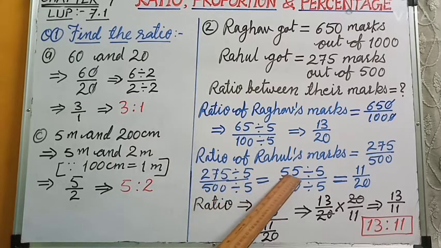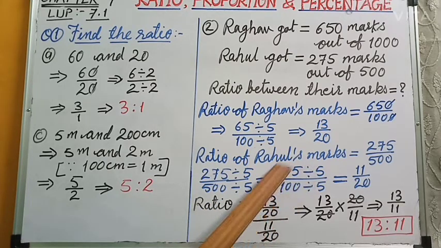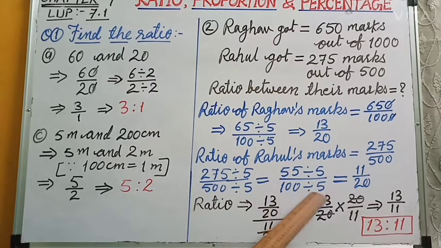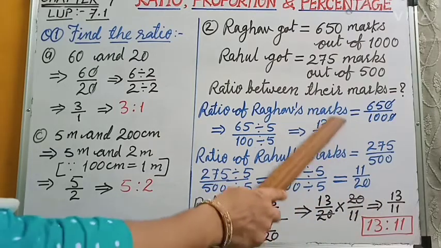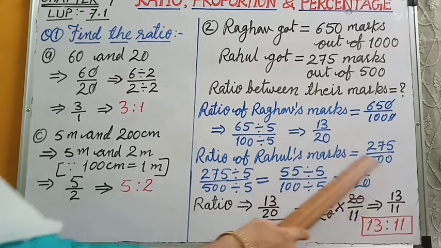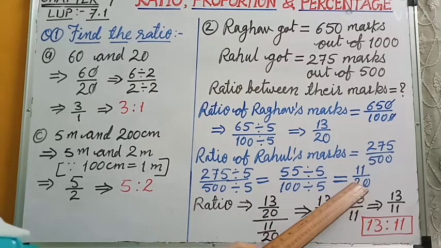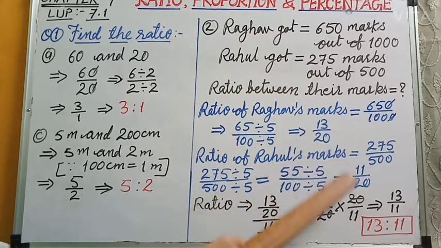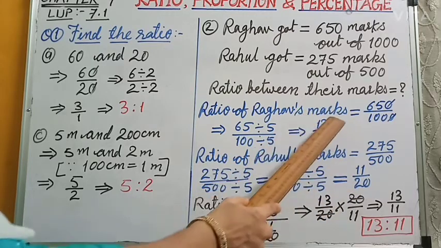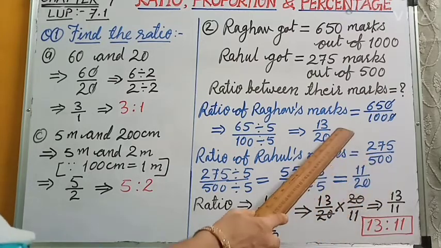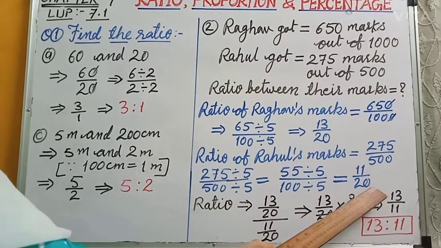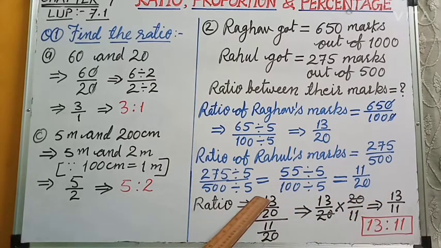When we divide, we will get 55 by 100. These are also multiples of 5. We can further divide by 5 and at last we can get 11 by 20. So this is the ratio of Raghav's mark and this is the ratio of Rahul's mark. Now we have to find ratio between these two. Ratio of Raghav's marks and ratio of Rahul's mark. So we have to divide this ratio by this ratio. Here we can divide 13 by 20 divided by 11 by 20.